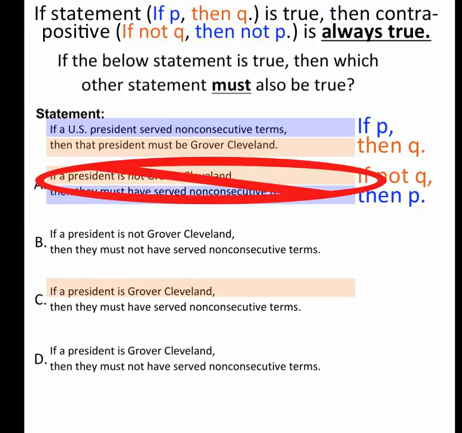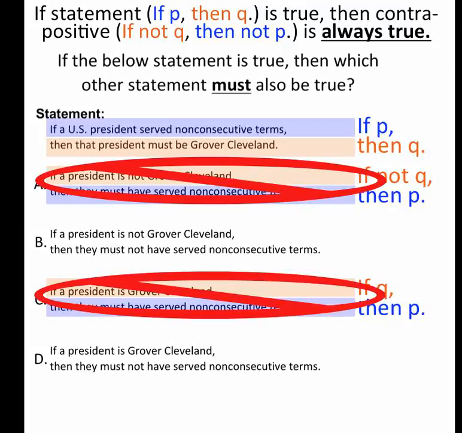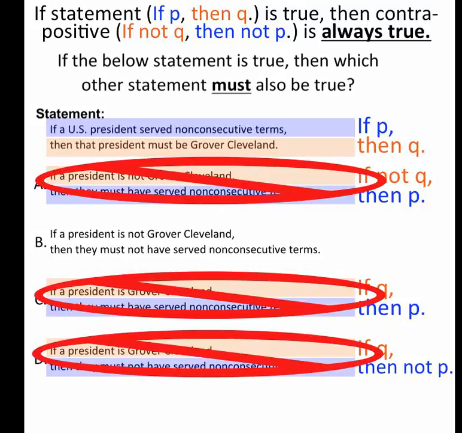The next one, if a president is Grover Cleveland, that's if Q. That's not going to be our contrapositive. It'd have to be if a president is not Grover Cleveland. And this one is then P, so that's not our contrapositive. The next statement, if the president is Grover Cleveland, again, that's if Q, and it's getting a little closer because this one says then not P, but it's not our contrapositive.